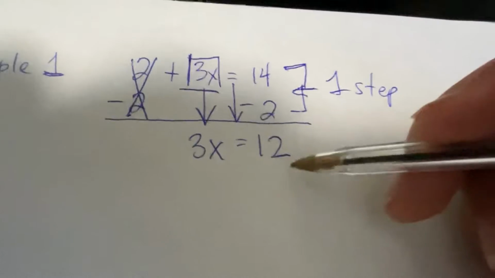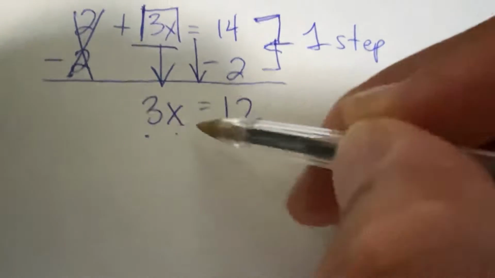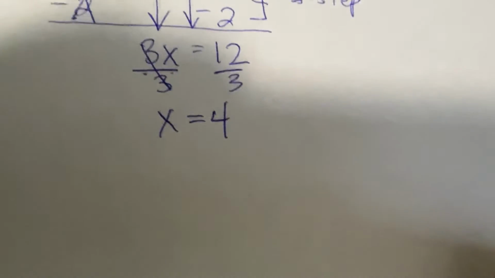And now I'm going to do my second step here. I'm still doing the opposite of what I see. This tells me 3 times x. The opposite of multiplication is division. So I'm going to divide both sides by 3. And when I do so, 3 divided by 3 just leaves me with x. And x equals 4.